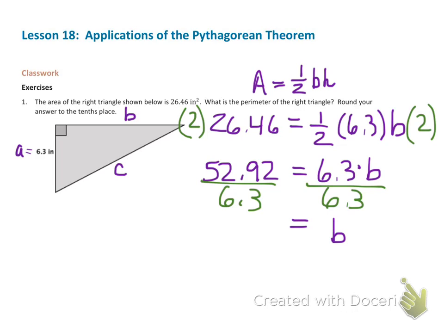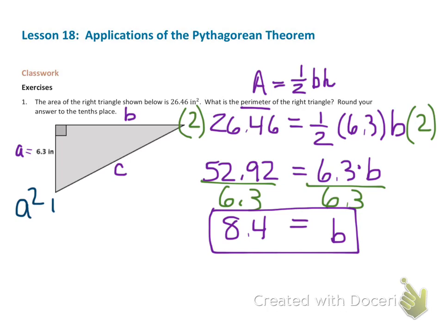Now I'm going to divide both sides by 6.3, and this comes out to 8.4 for the second side of my triangle. So now I know that B is 8.4. Now I can use the Pythagorean theorem to find my last length. Remember, my goal ultimately is to find the perimeter, so I need to find the hypotenuse now. Now I've got the Pythagorean relationship that I can work on. I'm going to use a different color.